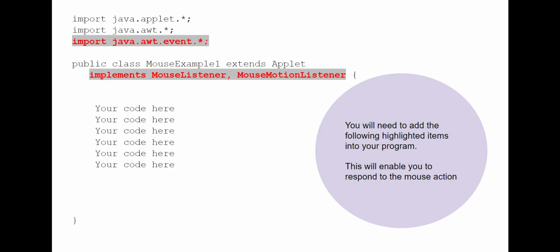So here is the code. You will notice that there are a few new lines in this code. The first thing is the import java.awt.event, and the second thing is the implements MouseListener and MouseMotionListener. You will add these lines exactly as shown to your applet. They will help you respond to the mouse movement on your screen.